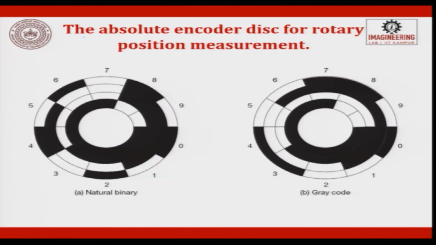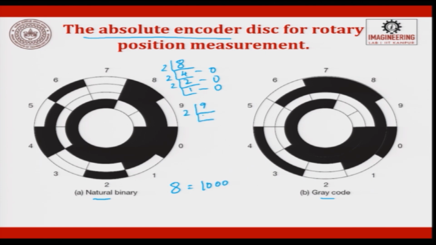The absolute encoder discs for rotary position devices: this is natural binary and this is gray. When you have a number and want to convert it into binary, what we do is divide it by 2: 4, 0, 2, 2, 0 and 1, 0. So, if you have the digit 8, it is nothing but 1, 0, 0, 0. If you want to go to 9, it is 4, 2, then you have 1 here, then you have 2.